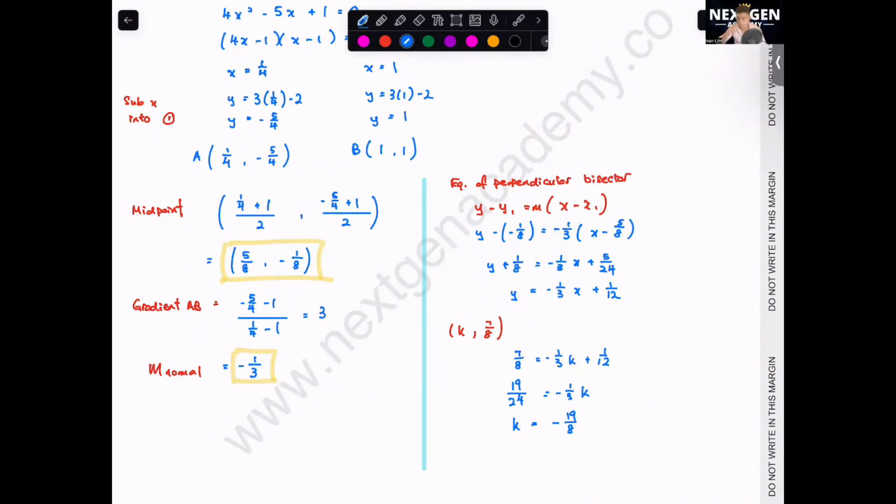9 marks question. Okay, so for maths also, they like to ask for the equation of the perpendicular bisector. Just get ready on this.